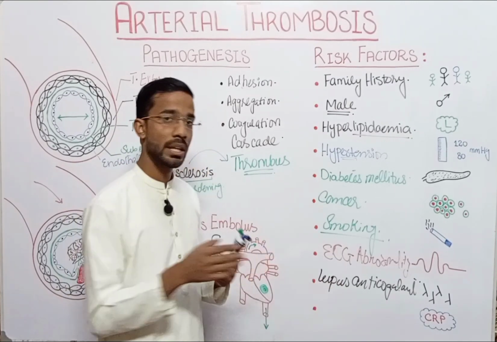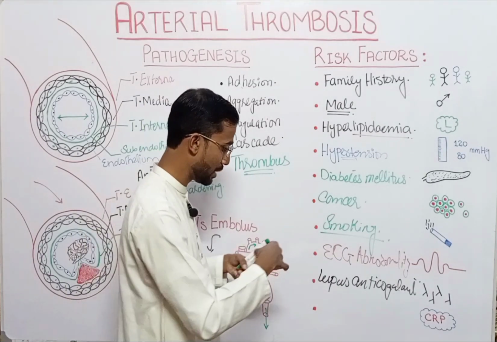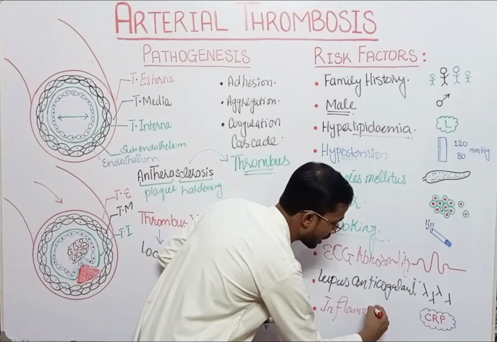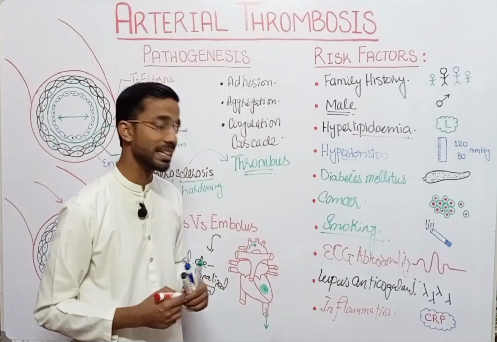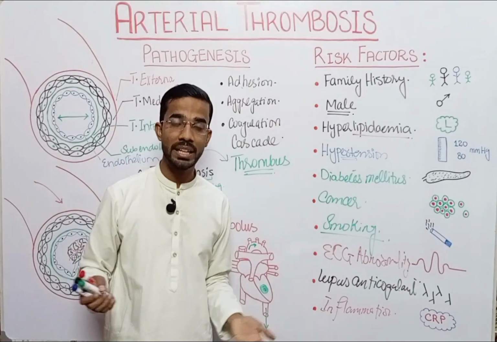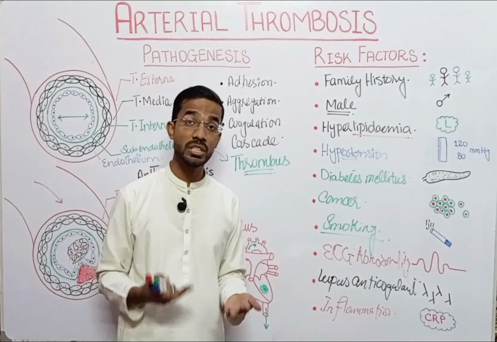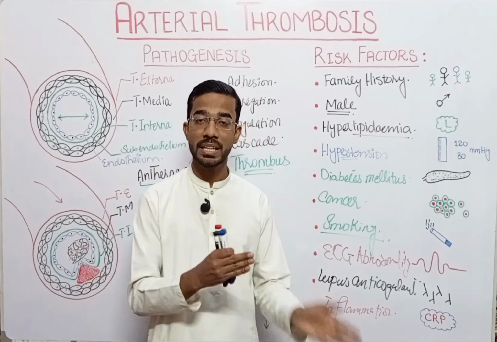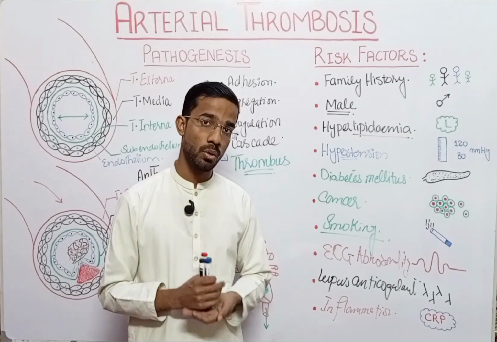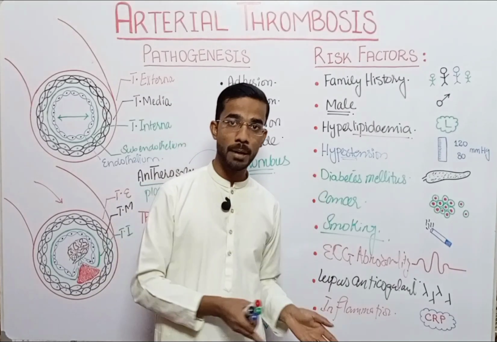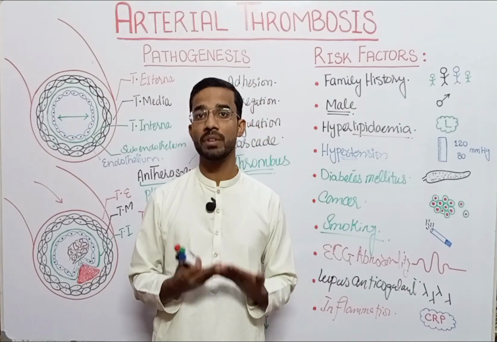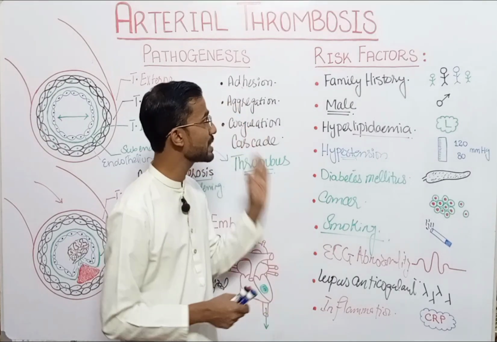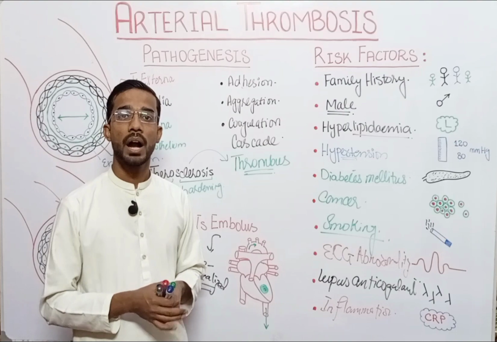Next is the case of inflammation. In inflammation, interleukin 6 increases, which is also a cause of thrombosis. And you can see that when CRP, C-reactive protein, increases in the blood, it also causes thrombosis. So in the case of inflammation, the risk of thrombosis also increases. So these are basically the different risk factors of arterial thrombosis.